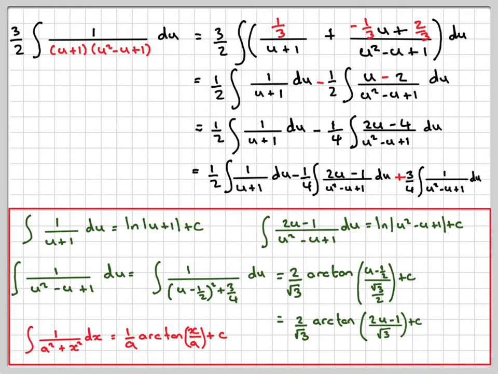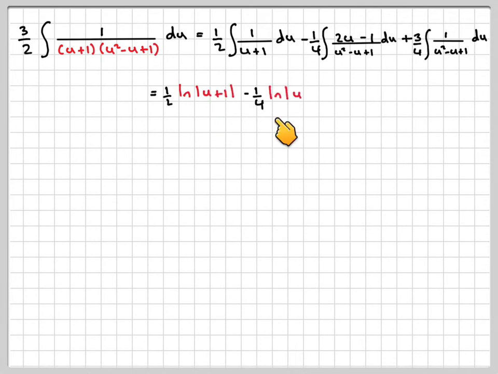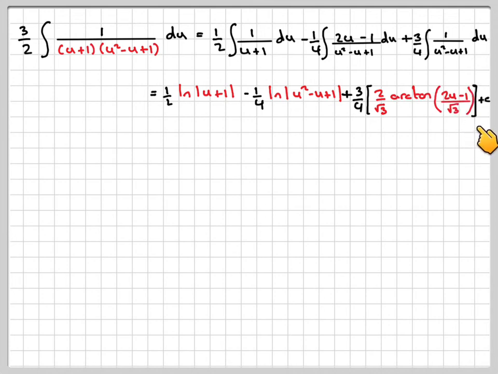Right, so far so good. What we need to do now is put these back into this integral here. So writing that out again, our integral was this. Having done each of the integrals individually, we'll now put them in. So it's 1/2 of ln of u plus 1 minus 1/4 of ln of u squared minus u plus 1 plus 3 over 4 of 2 over root 3 arc tan of 2u minus 1 over root 3 plus c.